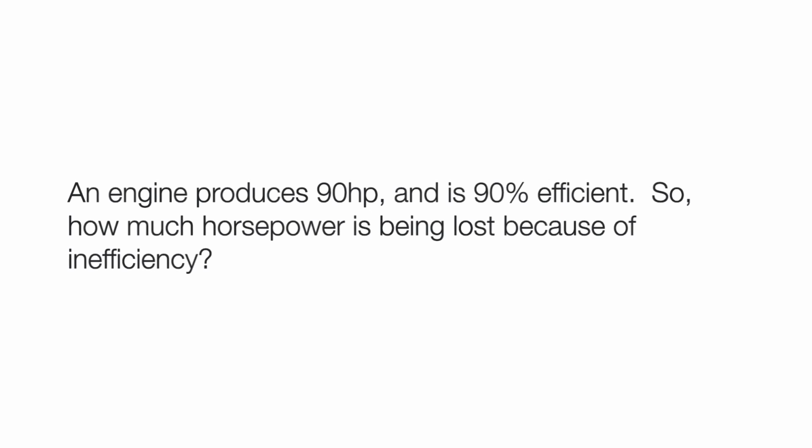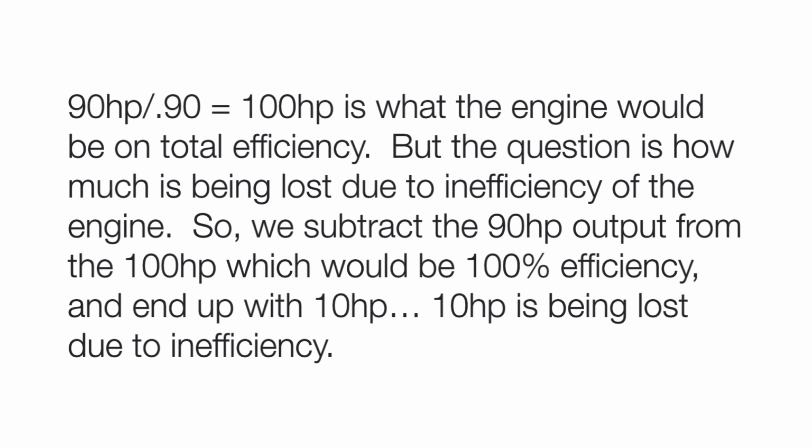An engine produces 90 horsepower and is 90% efficient. So how much horsepower is being lost because of inefficiency? Remember, the output is placed over the efficiency. 90 horsepower over 0.9 in this case. That's equal to 100 horsepower.